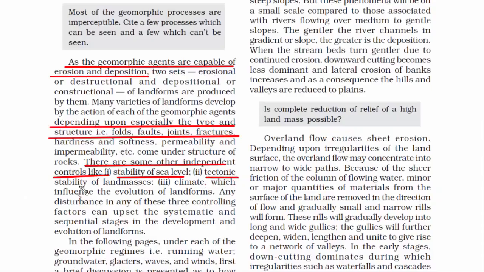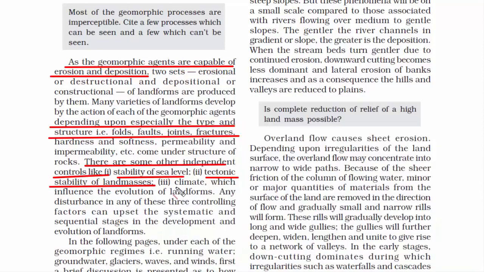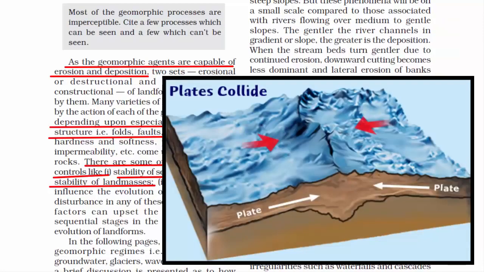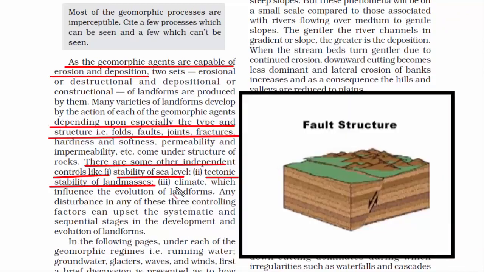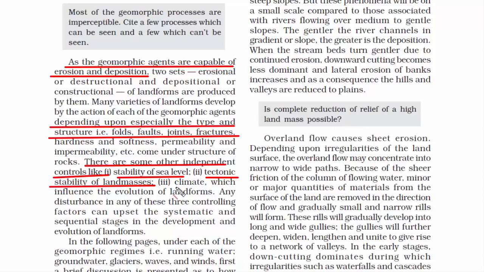The second one is tectonic stability of land masses. We have read about the theory of plate tectonics in previous chapters, and it is a universally accepted theory when it comes to the evolution of continents and oceans. We know that the continental and oceanic plates are divided in the form of some major and minor plates, and it's the movement of these plates that gives rise to mountains and faults, and it is also the same reason why earthquakes occur. So tectonic stability of land masses is an influential factor in the evolution of landforms.